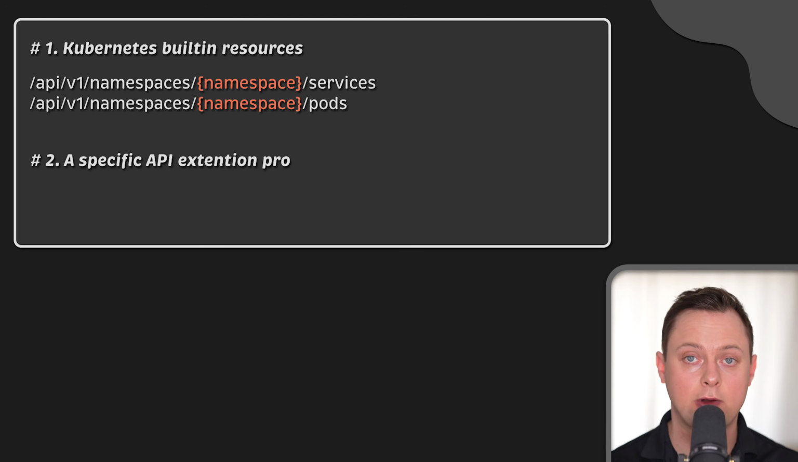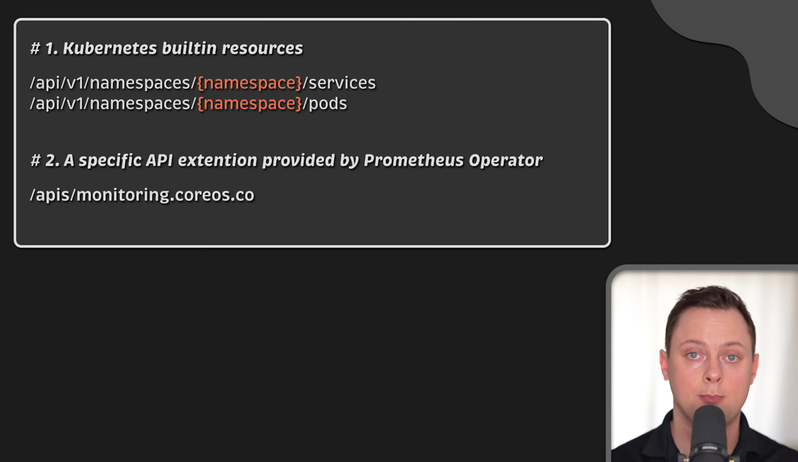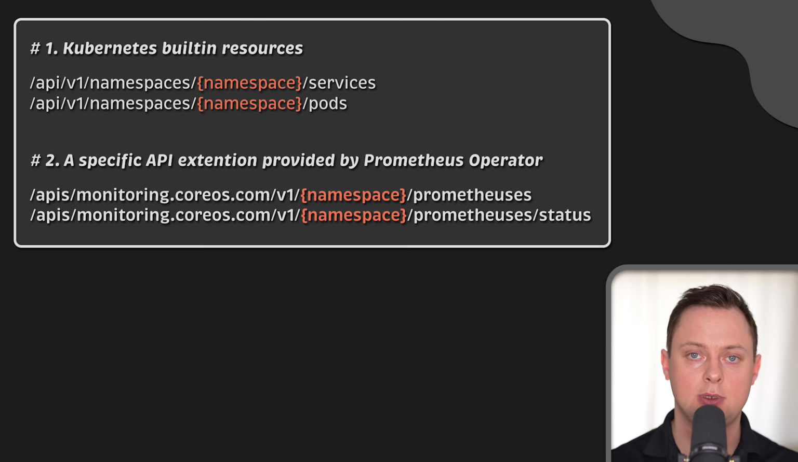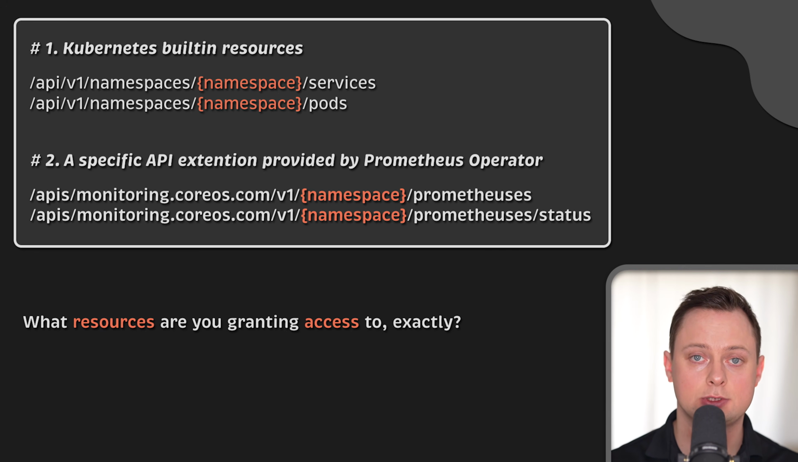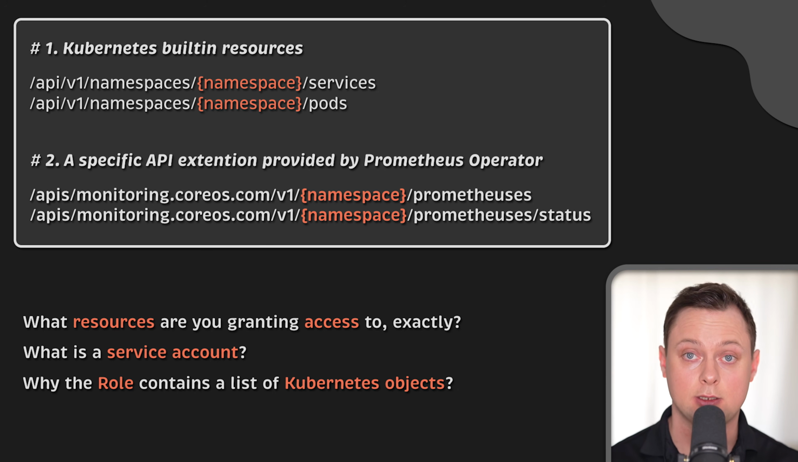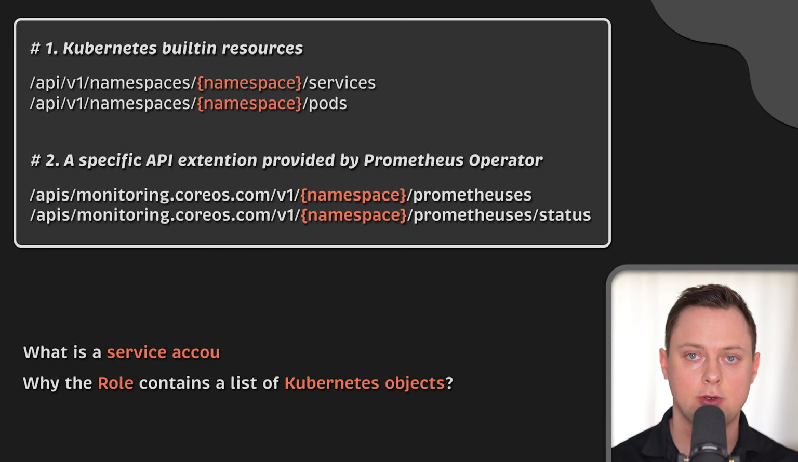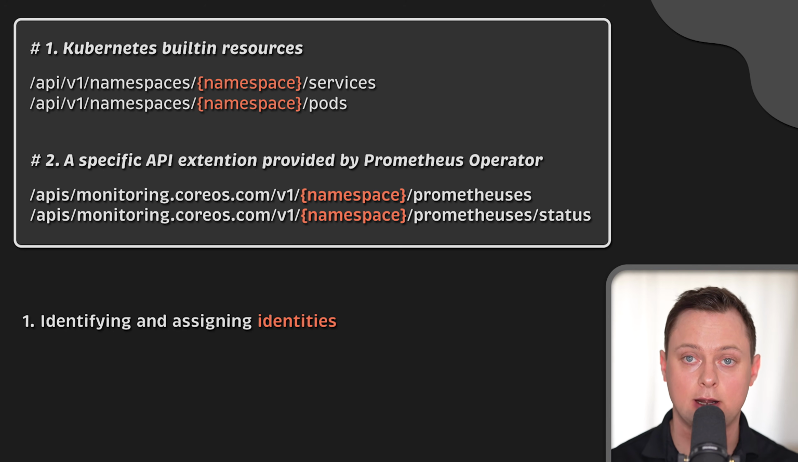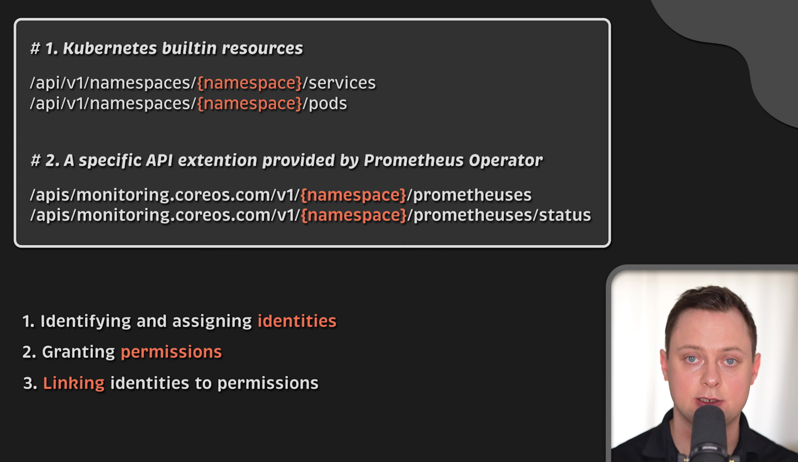If you have never created RBAC objects yourself, but only relied on the provided roles with the applications, it can be a bit confusing. You may be wondering what resources exactly you're granting access to, what a service account is, and why the role contains a list of Kubernetes objects. To better understand how this works, let's set aside the Kubernetes RBAC model and try to rebuild it from scratch. We'll focus on three elements: identifying and assigning identities, granting permissions, and finally linking identities to permissions.